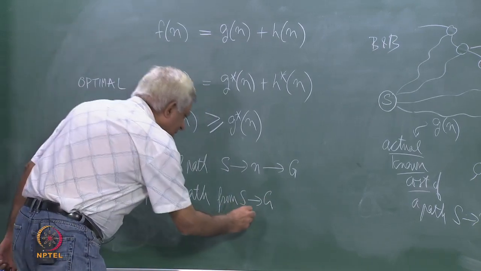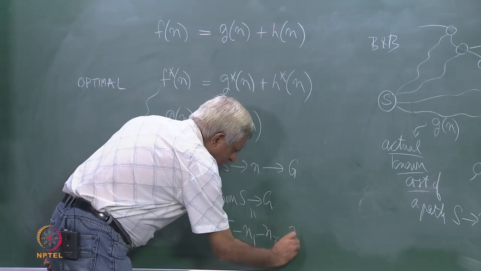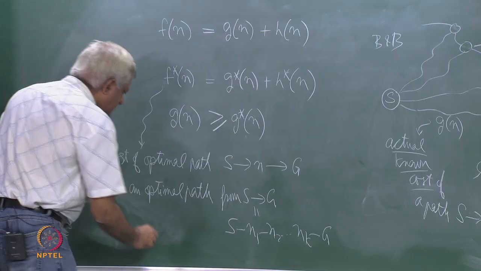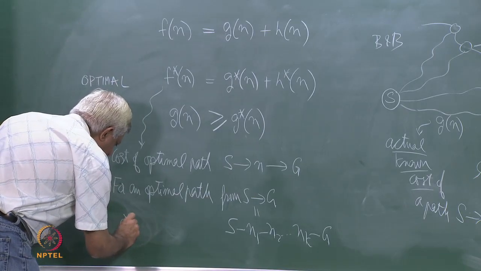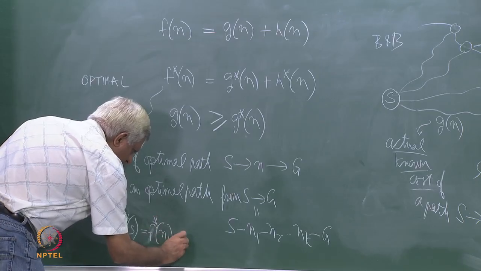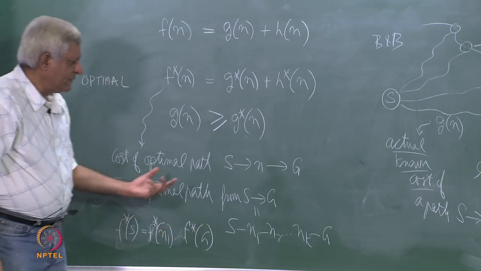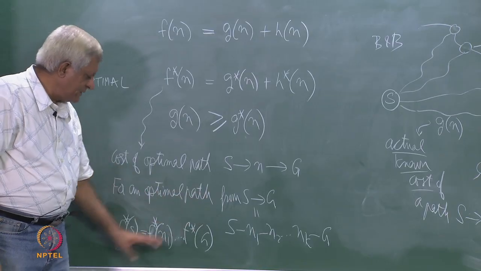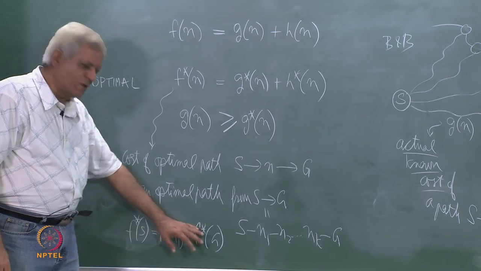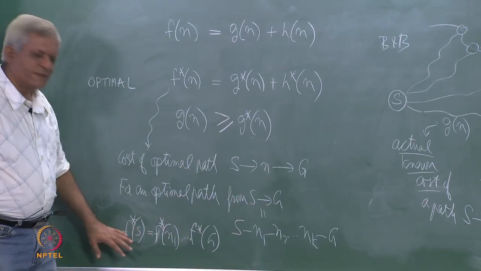We can assume that if this is equal to S n 1 n 2 n k g, then we can write f star of S is equal to f star of n 1 and so on f star of g, because it is the same path. Remember, when we say that this is an optimal path, then whether we say f star of any node on that path or f star of start or f star of goal, they will have the same cost, because this is only one path that we are talking about. So, for an optimal path, this holds, which we will use at some later point.